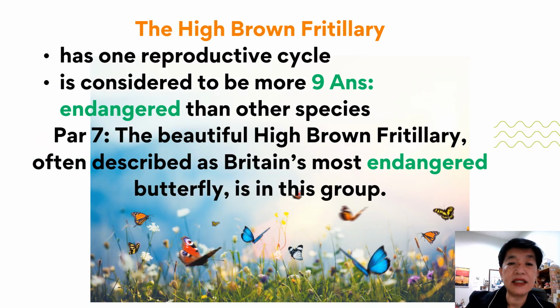There's another species, the high brown fritillary. Has one reproductive cycle, is considered to be more endangered than other species. Paragraph 7, the beautiful high brown fritillary, often described as Britain's most endangered butterfly, is in this group. Okay, so high brown fritillary, more endangered than others is the same as saying most endangered butterfly.